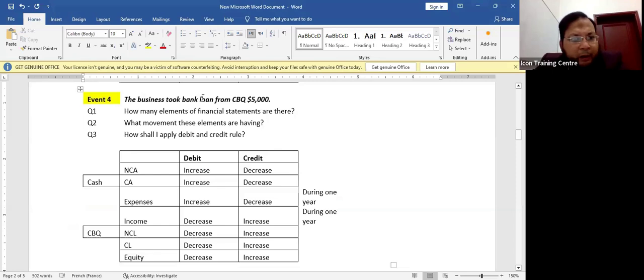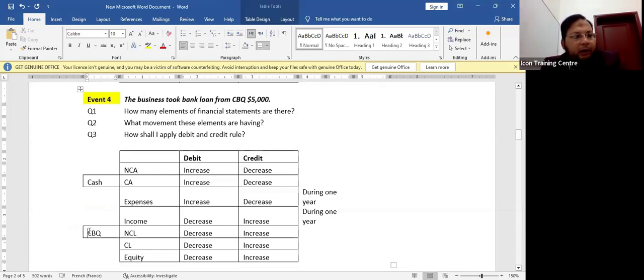So the business took a bank loan from CBQ, $5,000. The first thing we recognize here is the bank loan from CBQ, which is our non-current liability. This non-current liability is increasing because we have taken the loan from the bank. So it has become our present obligation as a result of a past event, against which we need to settle. When a liability increases, we always record it on the credit side of the account.